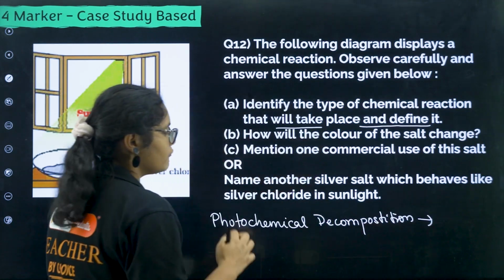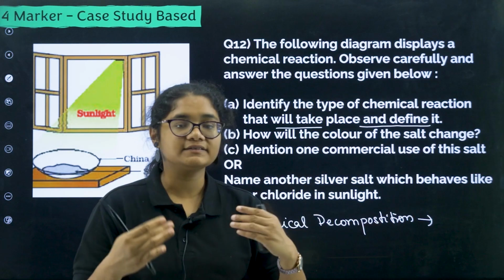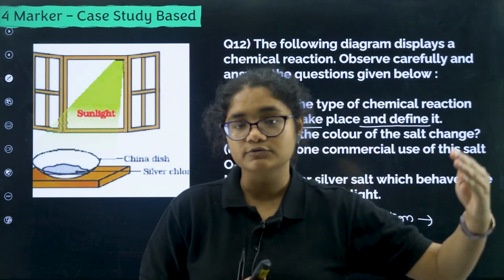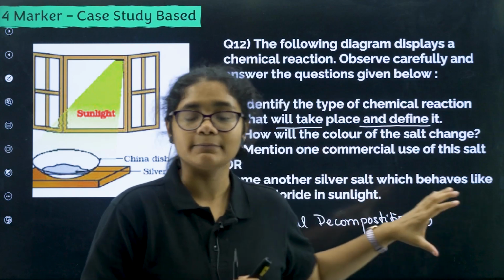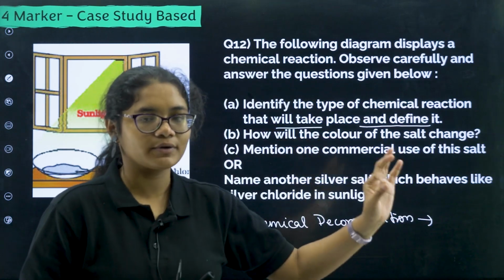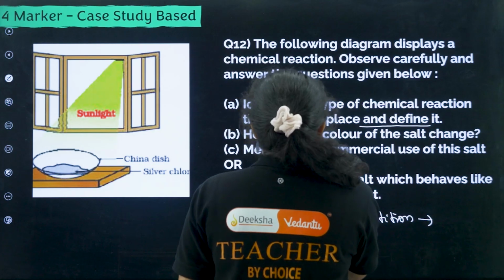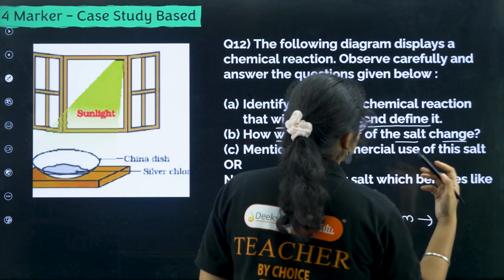Okay, now how to explain it? You can write down, when a complex compound breaks into smaller compounds with the help of light, it is called photochemical decomposition. Okay, next we have, how will the color of the salt change?